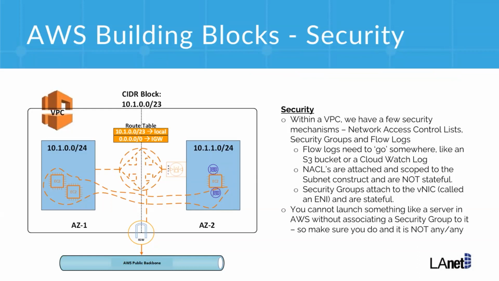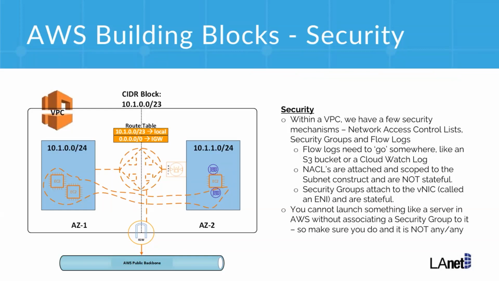But the security group is attached to that VNIC. And because it attaches to the VNIC, the security group is much more granular. It can control traffic not at the subnet level, but at the VNIC level, right? And you cannot launch something in AWS like a server without associating a security group to it, right?